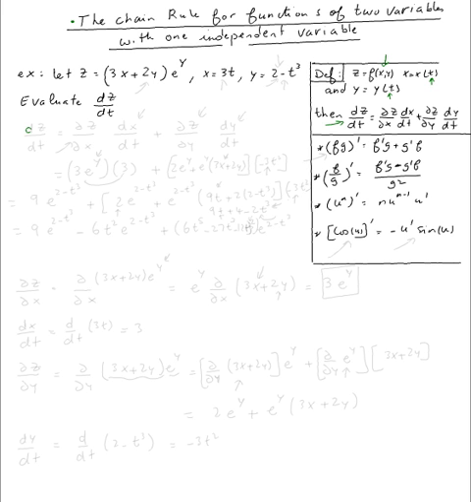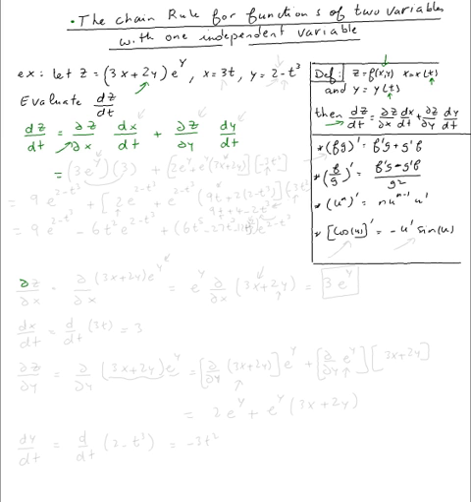So let's write it here. dz/dt is equal to partial z with respect to x times dx/dt plus partial z with respect to y times dy/dt. Alright, so the first thing we need to do in this example, this is our z function. To find dz/dt, we need to find partial z with respect to x.